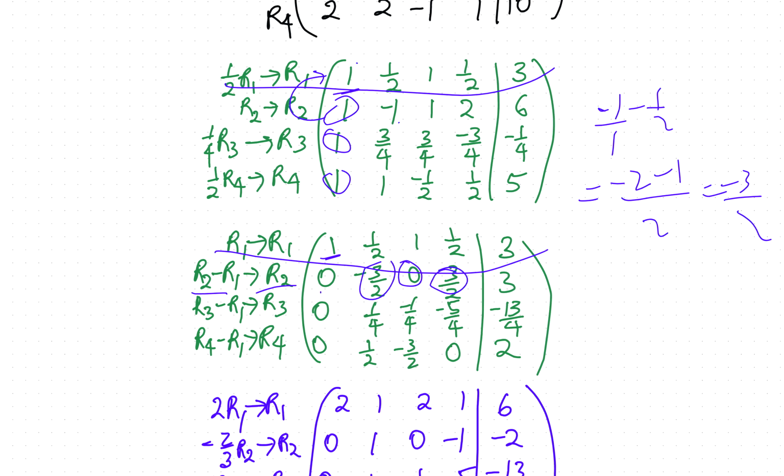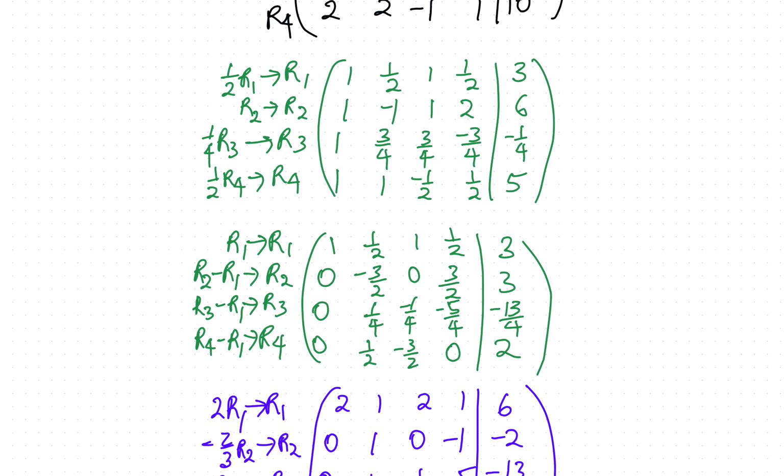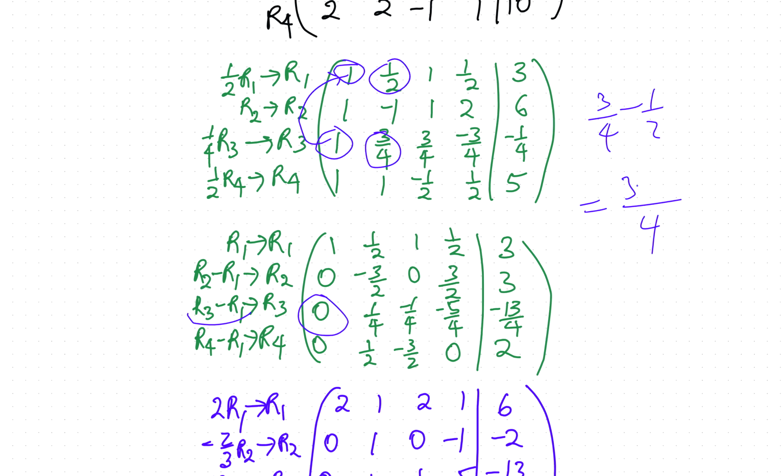Okay. So we go to row 3. What is the new row 3? The new row 3 is the old row 3 minus the old row 1. So 1 minus 1, 0. 3 over 4 minus 1 over 2. LCM is 4. That's 3 minus 2 in 4, 2 times 1, 2. That's 1 over 4. That's why you have this. Then 3 over 4 minus 1 over 1. That is LCM 4. 3 minus 4. That's minus 1 over 4. That's why we have this.